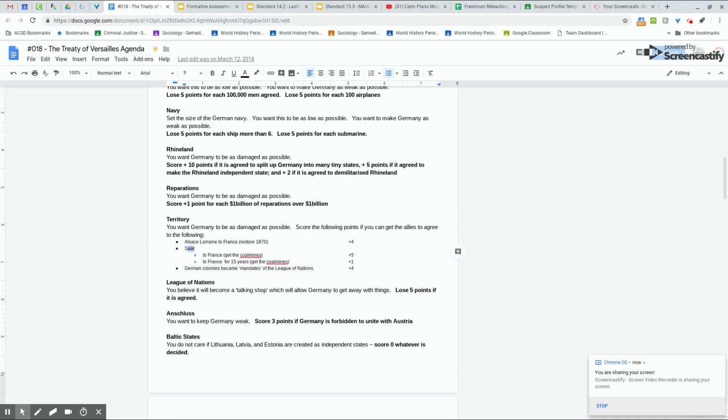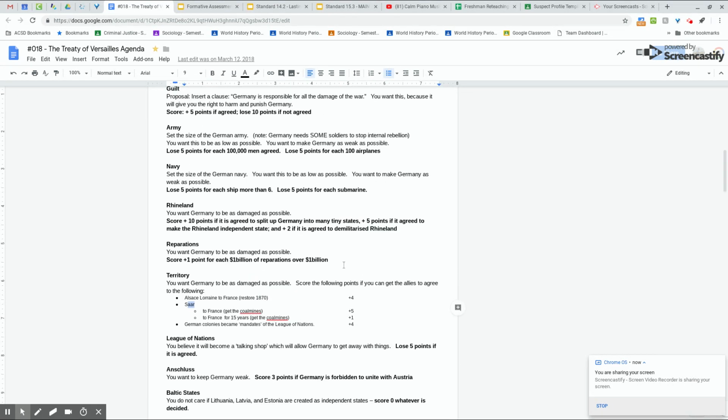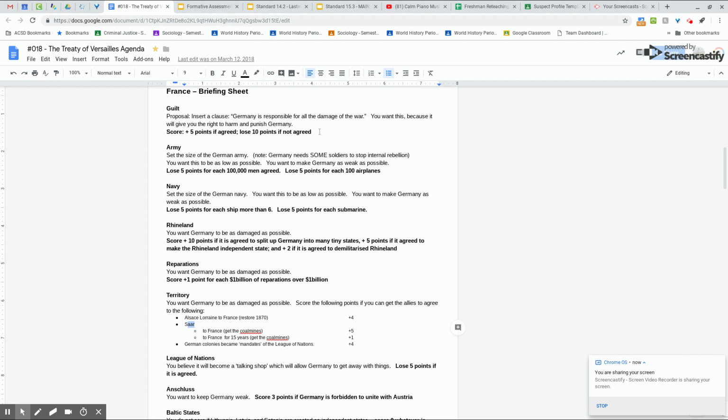I give each student in class, again, the agenda, and then depending on their country, they have their briefing sheet. I usually give them maybe half a period to a full 42-minute period to go through and read and figure out what do they want and what do they not want, so that when negotiations start, they are fully prepared.